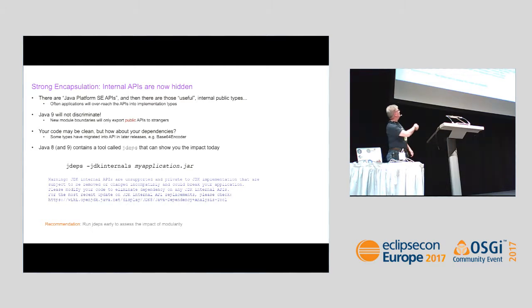Okay, so this is a tool that I was mentioning earlier, this JDEPs. This is available both in Java 8 and Java 9. So if you're currently on Java 8, you're just wondering, well, what's going to be the impact when I try to move to Java 9? This tool, JDEPs, will examine your application and give you an idea of, hey, you're touching all these different internal APIs. You're going to have to do something different.